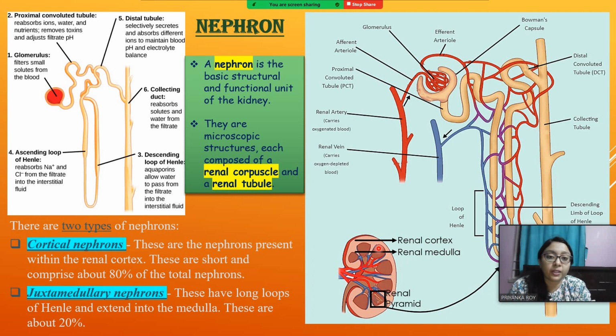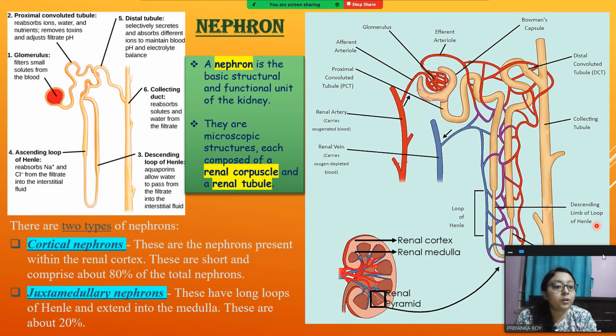So this is the structure of the kidney from the inside. These are called renal pyramids, and the outer portion is called the cortex and the inner portion is called the medulla. Based on this portion of the kidney and the location of the nephrons inside the kidney, there are two types of nephrons. One is the cortical nephron. They are present within the renal cortex. 80% of the total nephrons are cortical nephrons, and they are of course shorter in length. But the medullary, or juxtamedullary, nephrons have long loops of Henle, and this loop of Henle dives right into the renal medulla, and they are about 20% of the total nephrons.